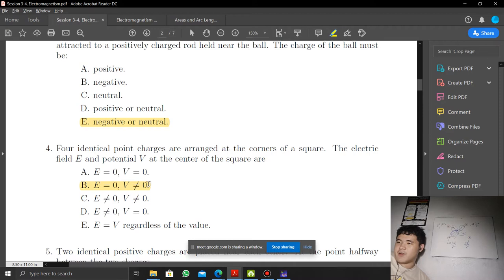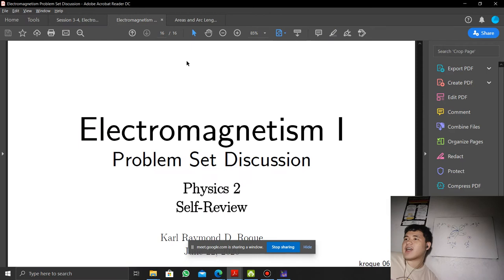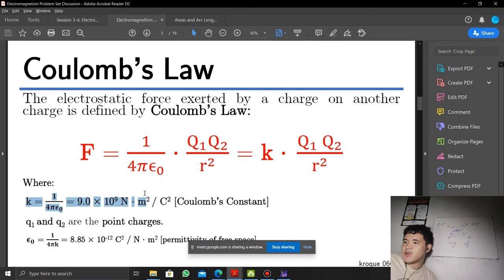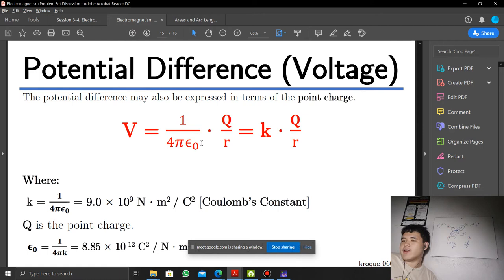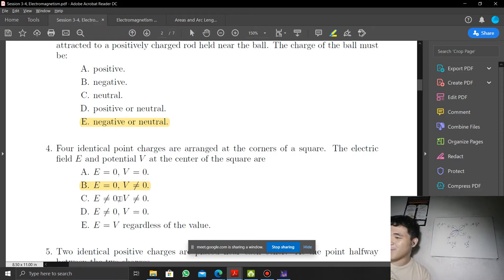Gets naman, guys? Yes, sir. Pero, sir, ano po yung K dun sa K times Q over R? Ah, okay. Ang K natin is always 9 times 10 to the 9th, okay? Kahit saan yan, sa Coulomb's law, sa electric field, or sa electric potential. Ayan, 9 times 10 to the 9th, okay? Okay, sige. Thank you.